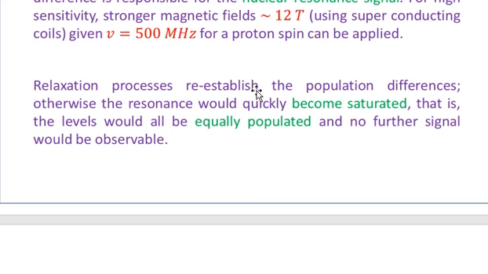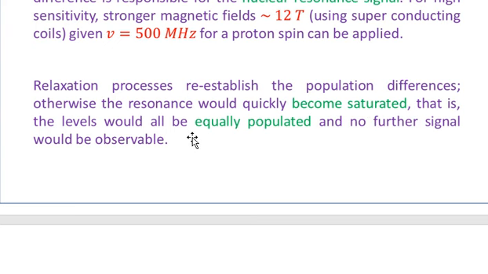Relaxation processes re-establish the population differences. The relaxation process continues, that is, the population from the upper level will continually fall to the lower hyperfine level, and then from the lower hyperfine level the absorption will again take place. So a relaxation process will keep on trying to equalize the difference in population between the two levels. Otherwise, the resonance would quickly become saturated.